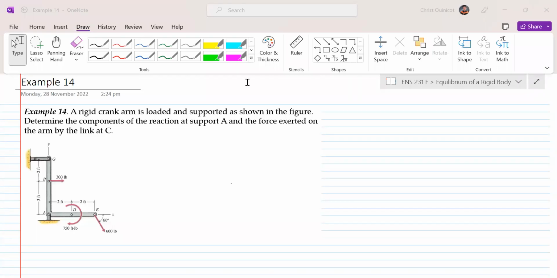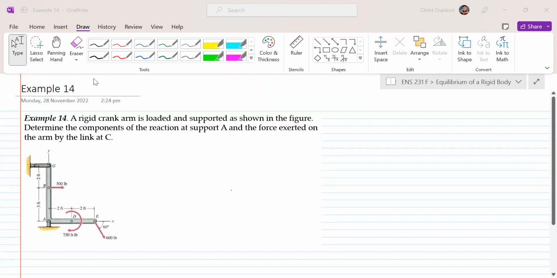Example 14. A rigid crank arm is loaded and supported as shown in the figure. Determine the components of the reaction at support A and the force exerted on the arm by the link at C. So we will draw our free body diagram here.